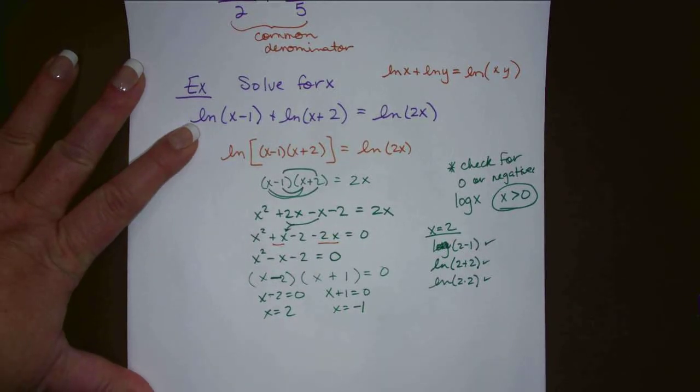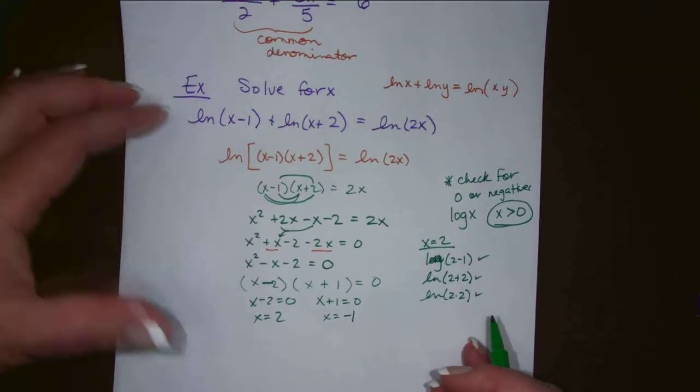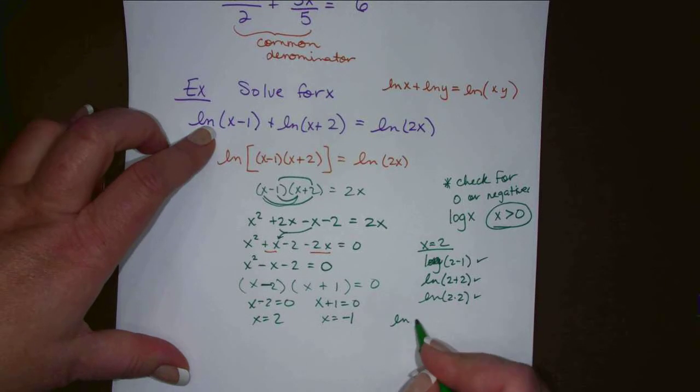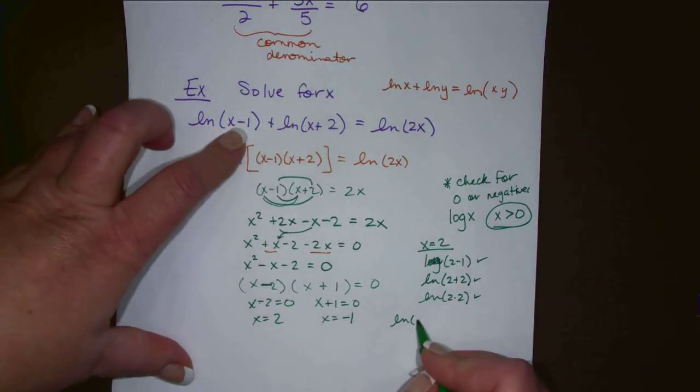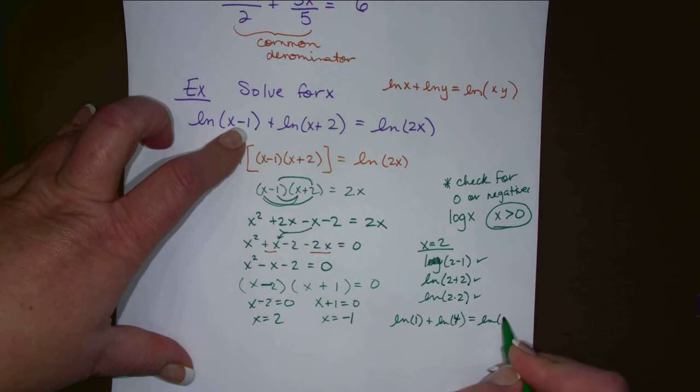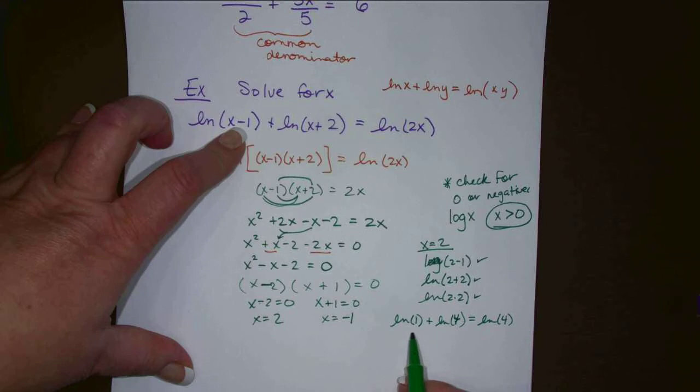The square root, you really have to check not just for negatives, but if it works, because when you end up squaring both sides, you can sometimes lose something that would have worked in the beginning. Here you really just need to make sure that it's not negative. But if we had plugged in the 2 all along, we get ln of 1 plus ln of 2 plus 2 is equal to ln of 2 times 2. What's ln of 1? 0.